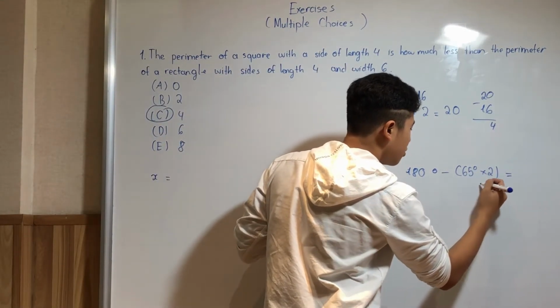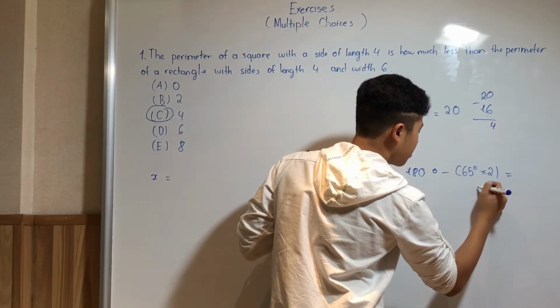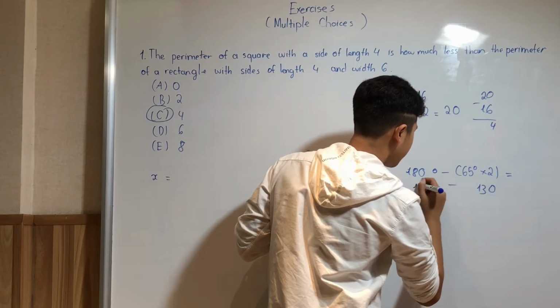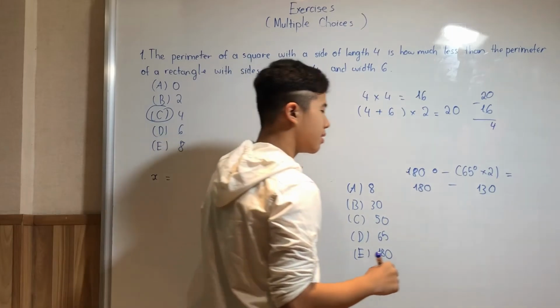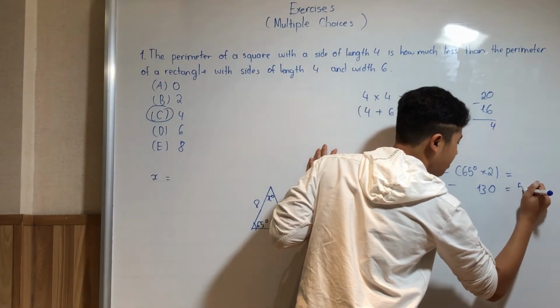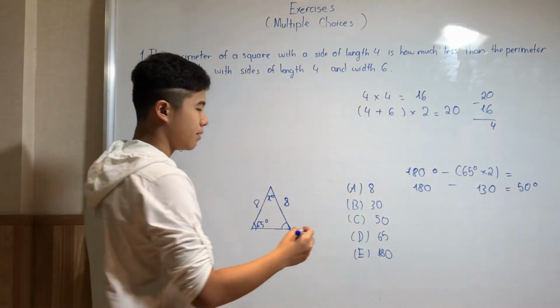65 times 2 is 130. Take 180 minus 130, that is 50. This one is 50 degrees. So x is equal to 50 degrees.